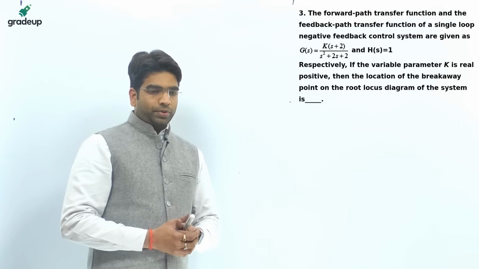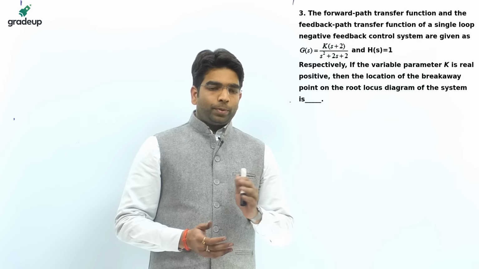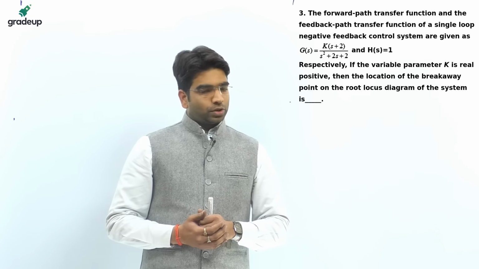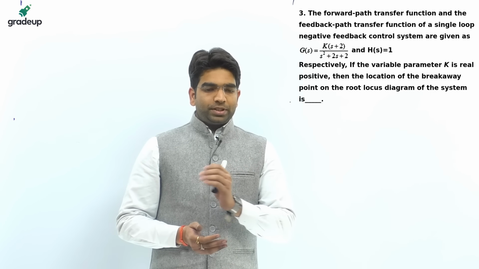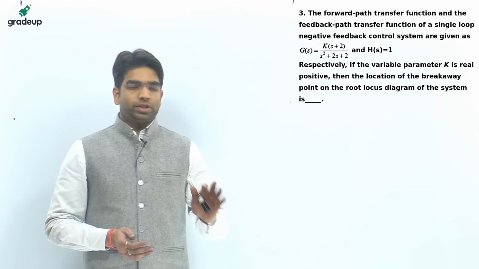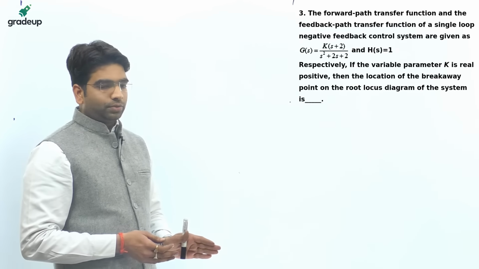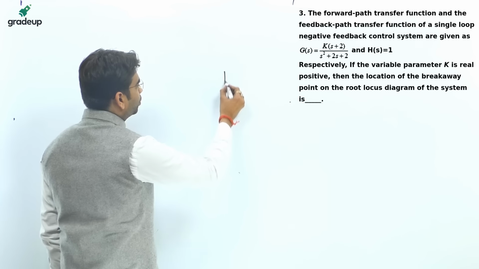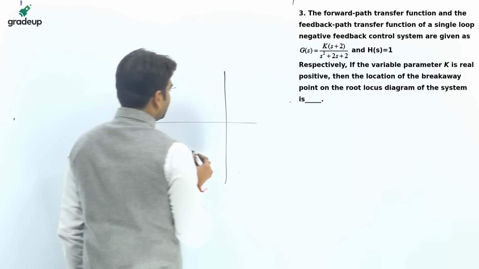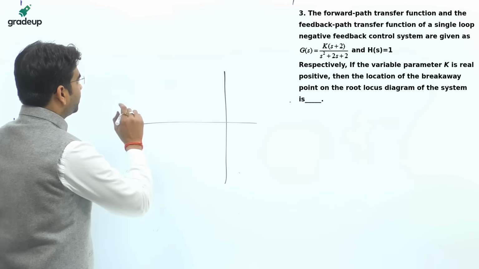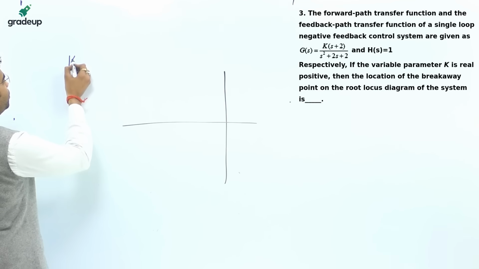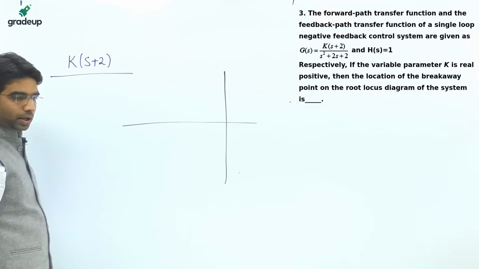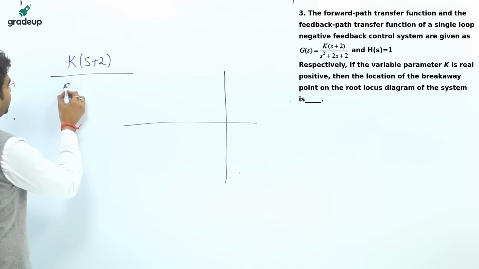So the next question on your screen: a forward path transfer function is given to you, G(s), and the feedback H(s) is also given to you. The variable parameter K, which is to be positive, you have to calculate the breakaway point. Beginning from the root locus, as I told you, the root locus will always be symmetric with respect to the real axis, and all those properties you always have to keep in mind till your GATE exams. After that also you can't have leniency to forget it.